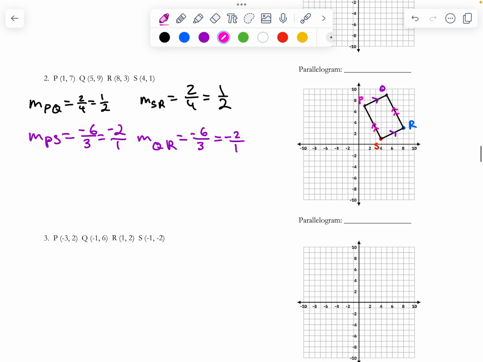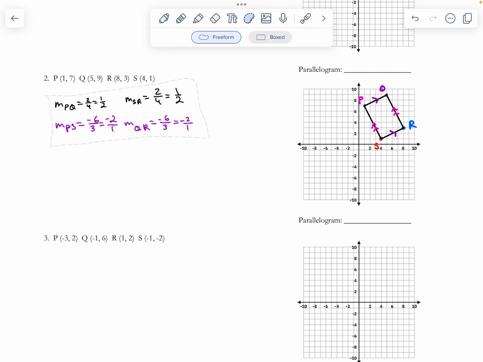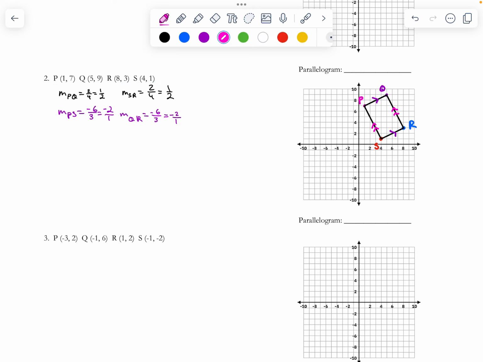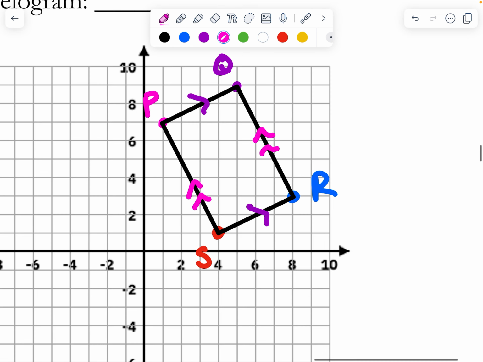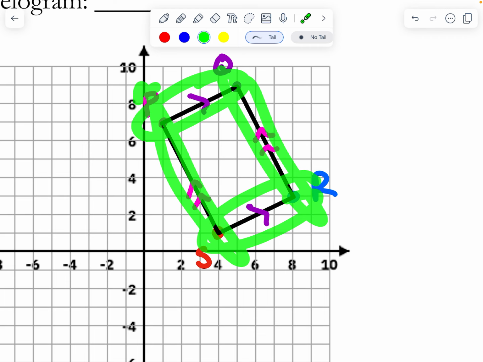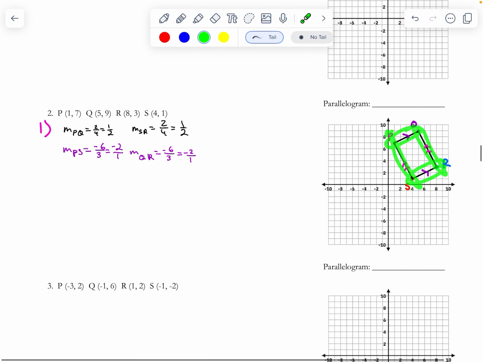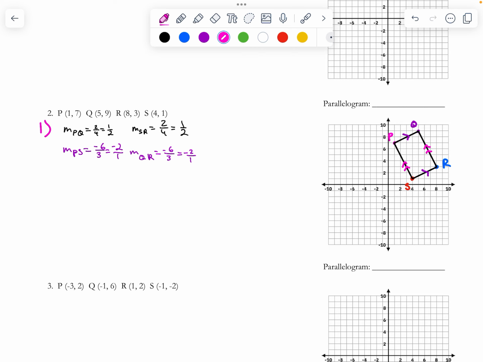Great. So we've checked our first step, and I'm going to go ahead and shrink this just a little bit. So my first step was checking that opposite sides are parallel. Because both opposite sides, PQ and SR are parallel, and because PS and QR are parallel, this is for sure going to be a parallelogram. So I'm just going to write a big blue check mark right there, right? So for sure, this is a parallelogram.